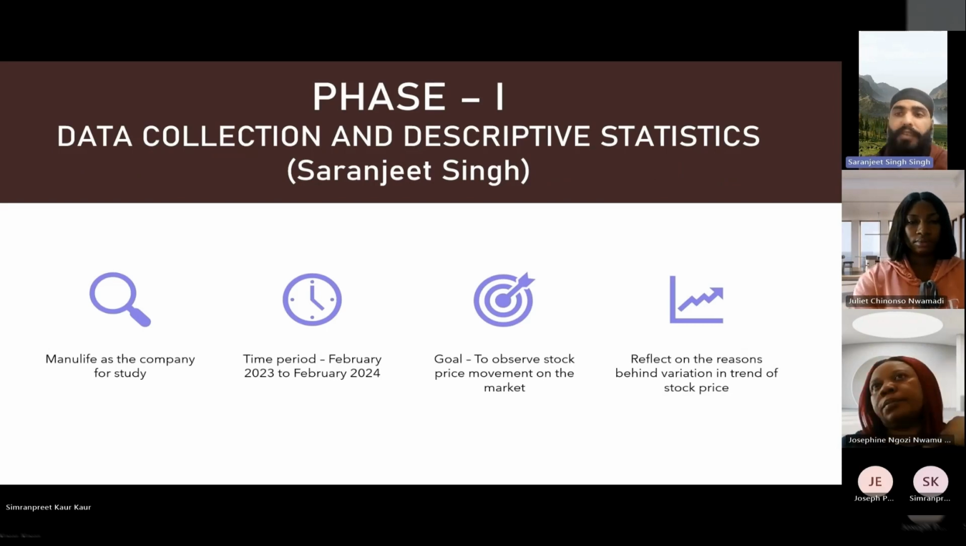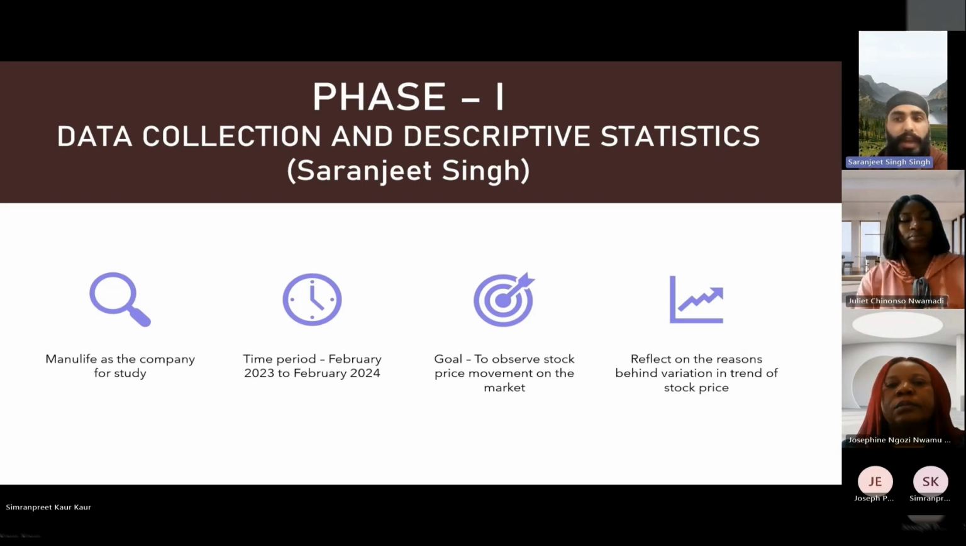The main focus of the study of this company is to know about the growth and expansion of the company, which has expanded globally during the period of February 2023 to February 2024. So our goal is to observe stock price movement on the market and to look for the reasons behind the trend of the stock price. The next part will be explained by Juliet.